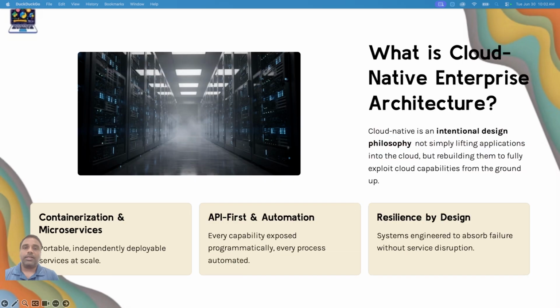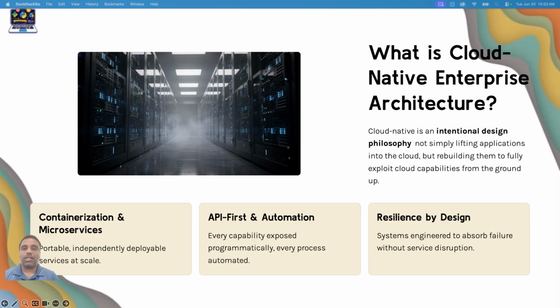All right, so let's look at what cloud native architecture is. What do we actually mean by that? It's an intentional design philosophy. It is not just running your old code on someone else's servers. It's about rebuilding applications to fully exploit cloud capabilities from the ground up.